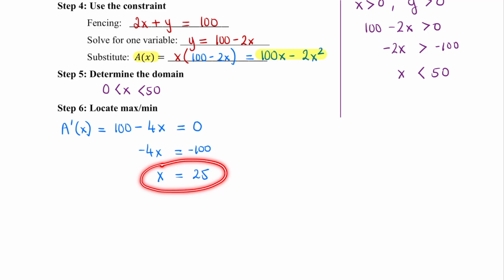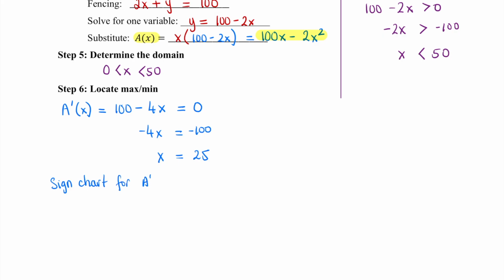Now we need to confirm that this is a maximum, not a minimum. So we'll use the sign chart. I'll start with the number line. My number line is from 0 to 50 because that is my domain. And I will place the critical number on the number line. So 25 is here.